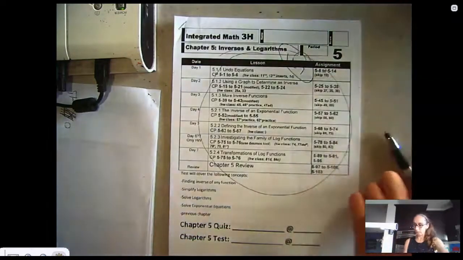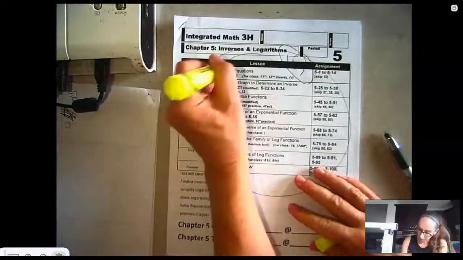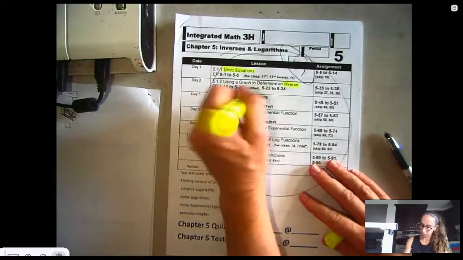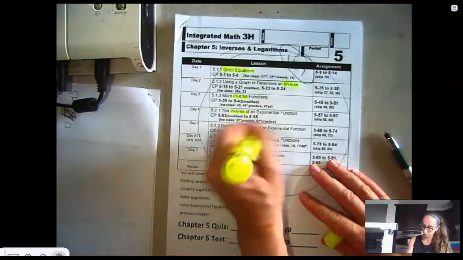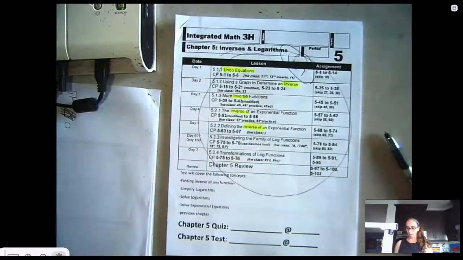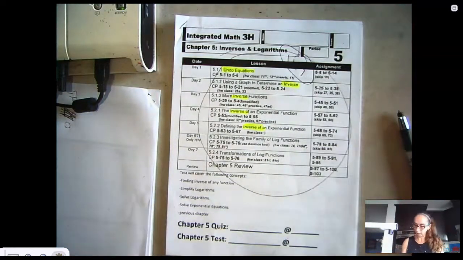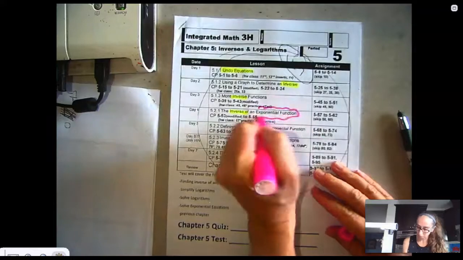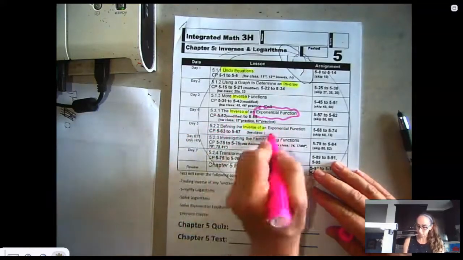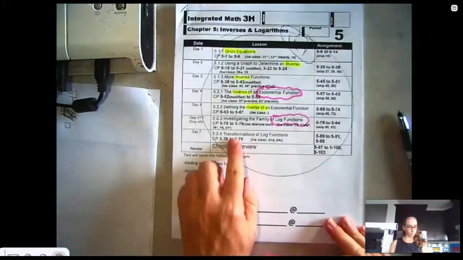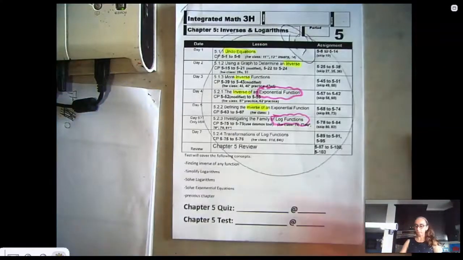What I want you to see is, this is the big thing. Undoing is really going to be inverse. And if you look, here's inverse again, here's inverse again, here's inverse again. And we're going to be focusing on certain kinds of inverse. You're going to learn that the inverse of an exponential function is a log function, okay? And then transformations, you know how to do that. So let's turn the page, and let's see.